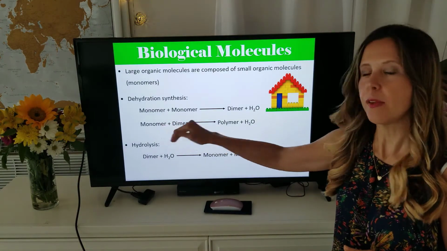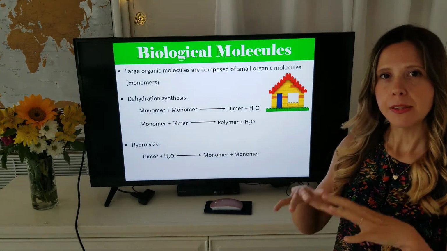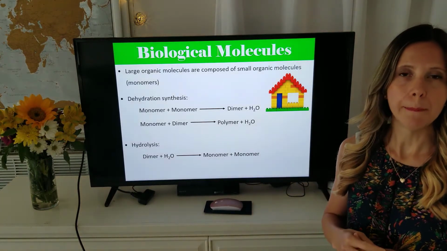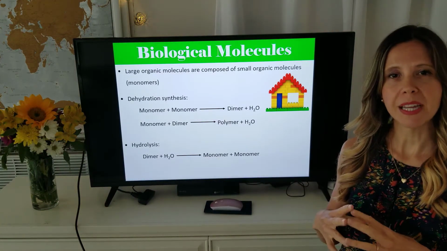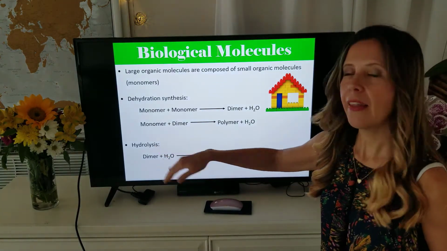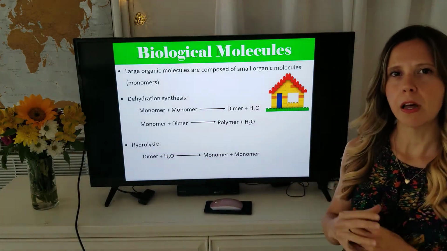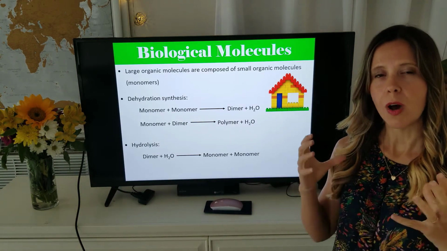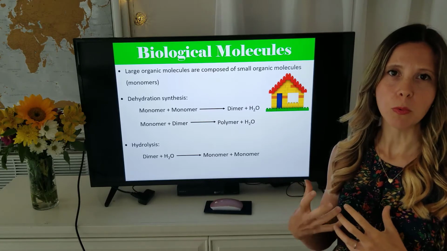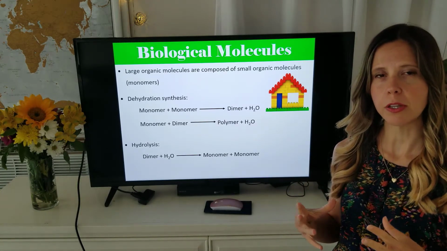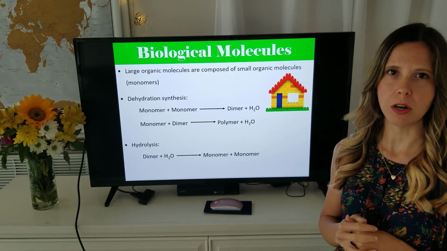If we add another monomer now to that dimer, this is when we form a polymer. Poly means many, and so as soon as we get bigger than 2, we call it a polymer. On the other hand, if we're going to break down larger molecules, we're going to use a process known as hydrolysis. So hydro, once again incorporating water, and lysis meaning to split. So in order to split those larger molecules, we have to have that input of water.